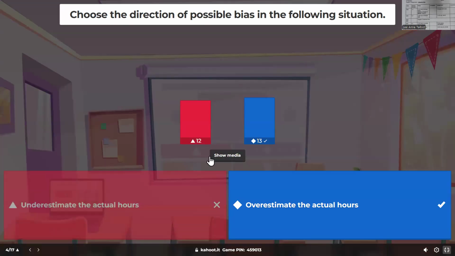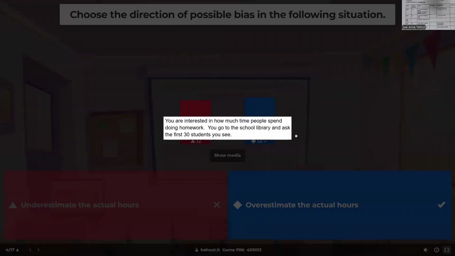Okay, so this question requires some life experience. These questions are trying to get you to move your brain in a way to think about how circumstances might affect things. So if you're at the library, are those children more or less likely to do homework? More likely. So that means they're going to give you bigger amounts than the average person, which means it would overestimate. You have to think about how the world works with these. There's no formula.